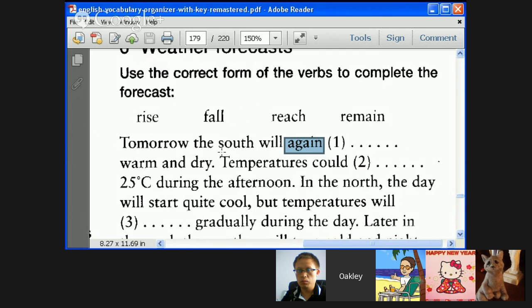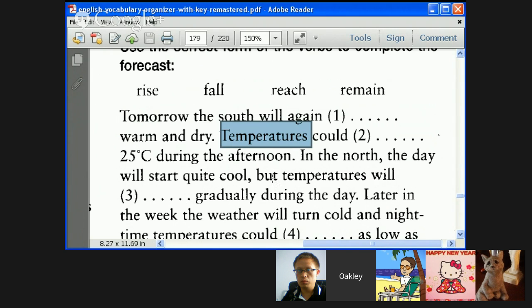Temperatures could reach. Very good. Temperatures could reach 25 degrees during the afternoon. 25 degrees Celsius during the afternoon.